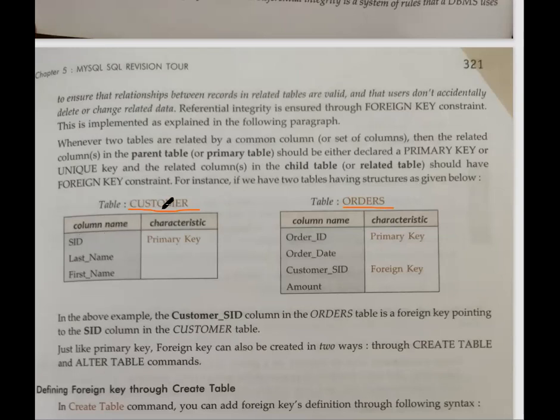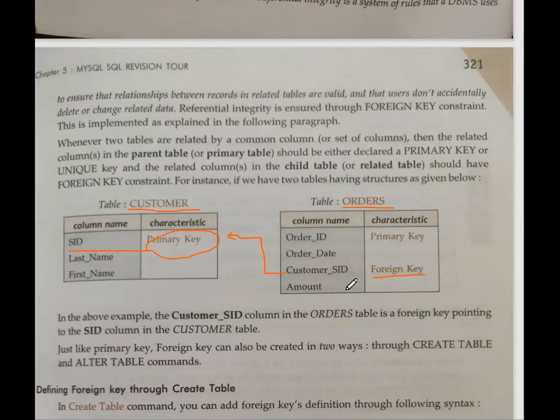Now in this customer table you can see what they have done: SID, last name, first name, and SID is the primary key over here. Then they have created orders. In orders, order ID is a primary key, then order date and customer SID, which they have taken from here. Then they are making this a foreign key over here, and then amount.